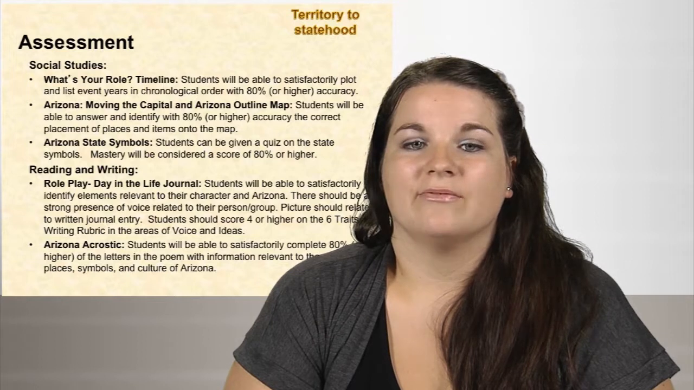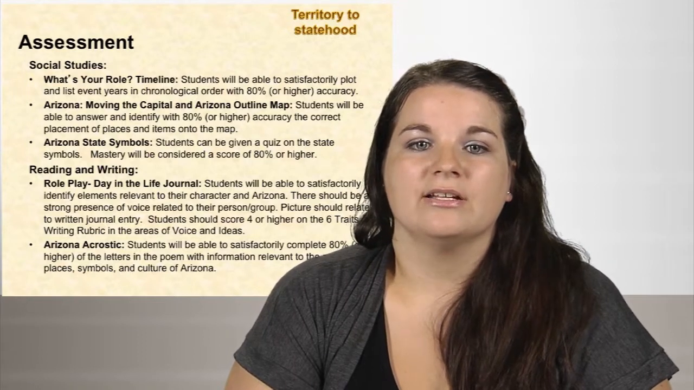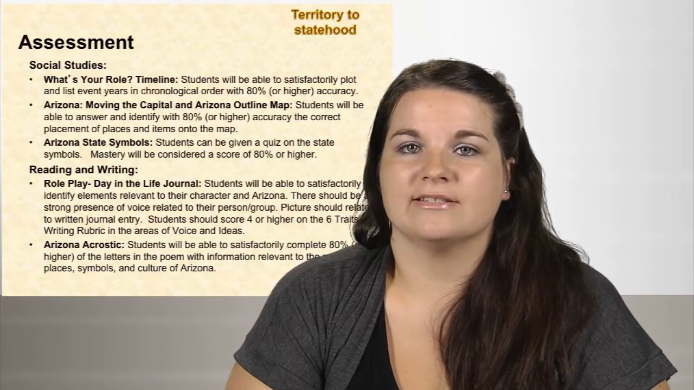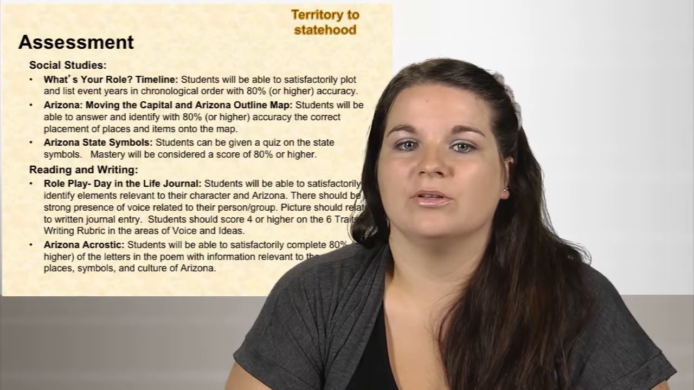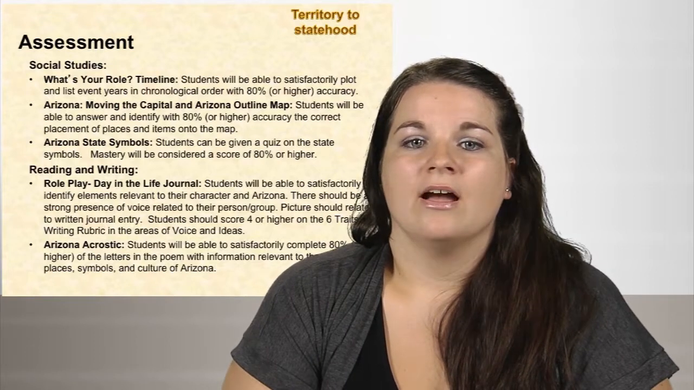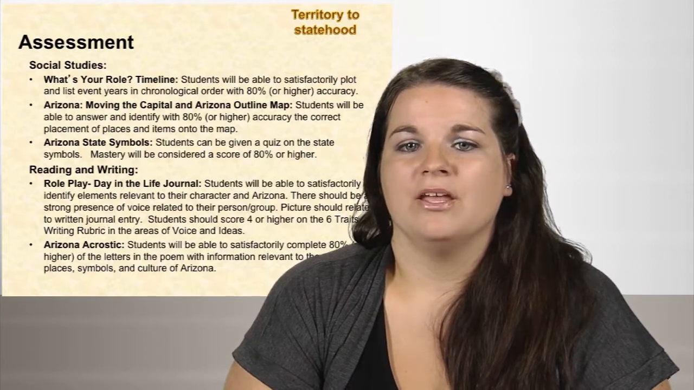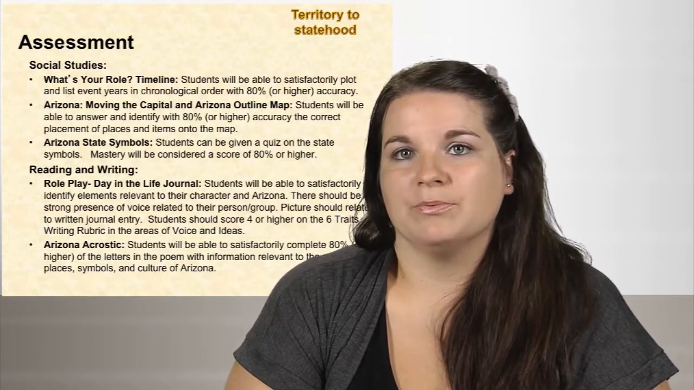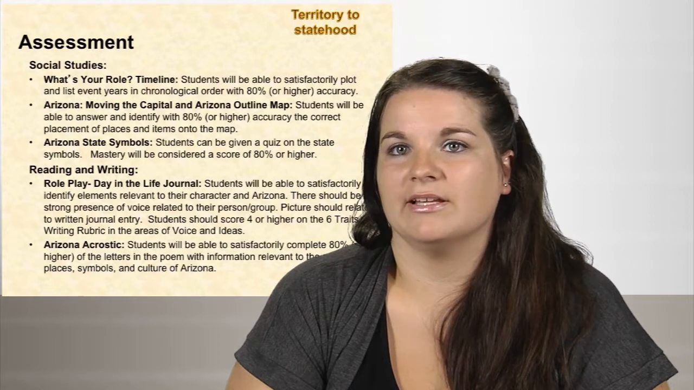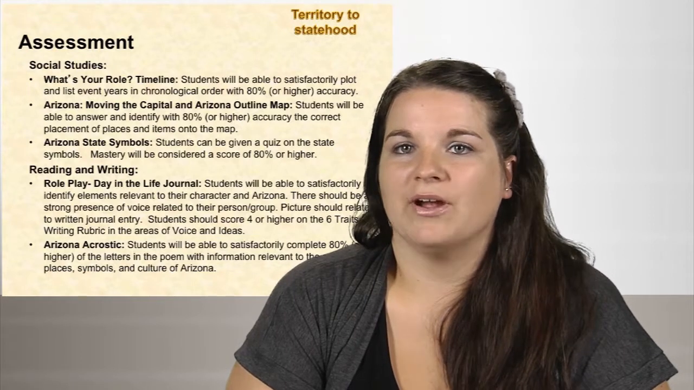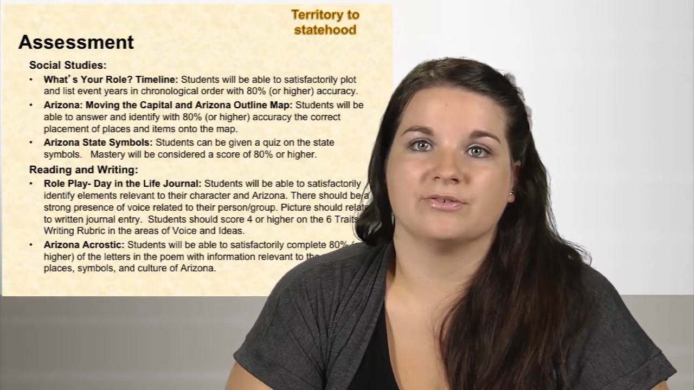In reading and writing, you're going to be grading the role play Day in the Life journal. Students can be graded in a variety of ways, but I would suggest, if you're grading using a 6 traits rubric, to look at the presence of voice as the strongest trait that you're grading for, because really that's what the goal of that journal was. Also looking at ideas. The Arizona acrostic map, basically it's a group project, so you can give a group grade, but you want to make sure that all of the letters relate to Arizona in some way, again, either physically or culturally or historically.